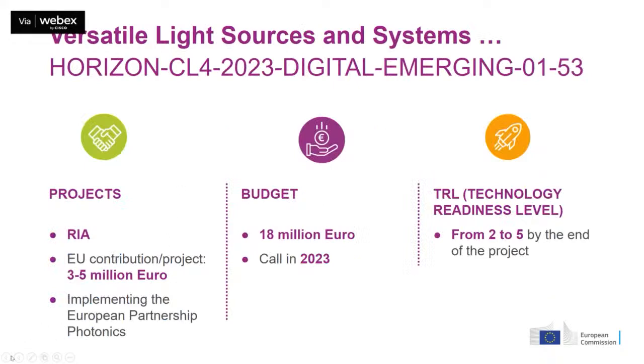Next slide, please. Now we come to a research topic dealing with light sources. It's called versatile light sources in systems. This is also a topic which calls for RIAs. The project size we recommend is between 3 and 5 million euro. Total budget is 18 million euro. And like in the topic before, we expect that the TRL will be moved from 2 to 5, which is demonstration in a lab environment. Next slide, please.